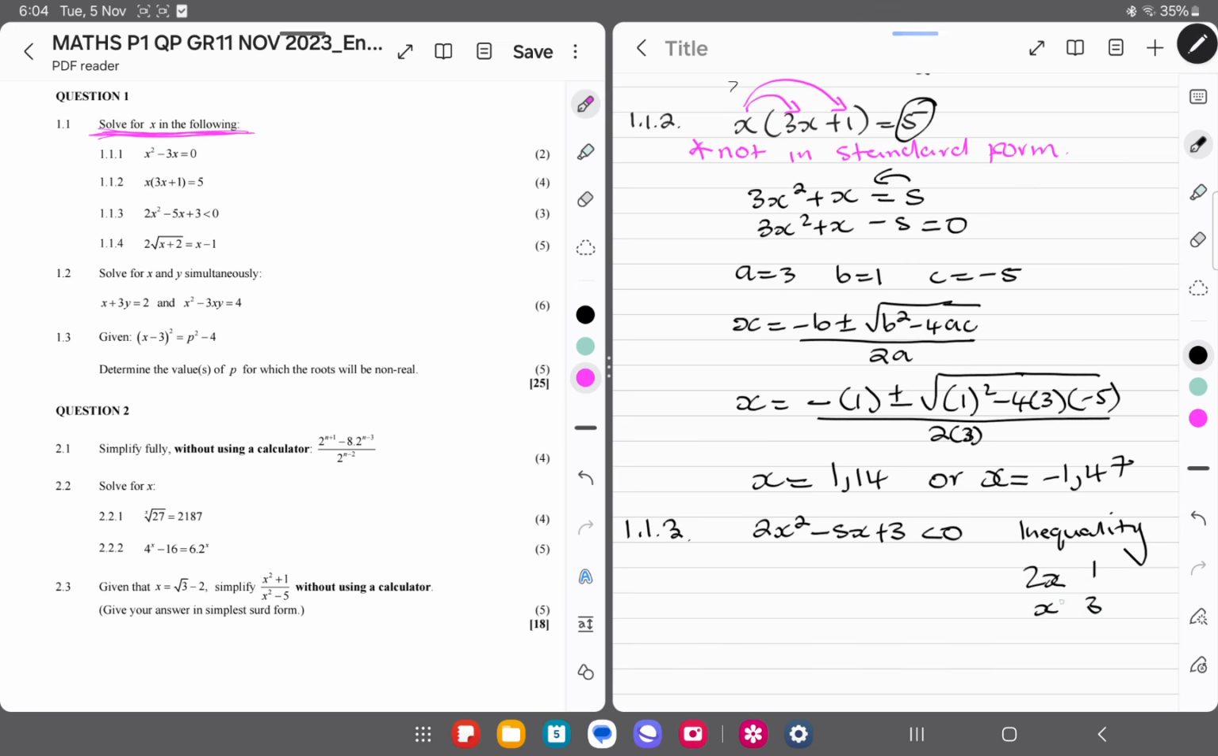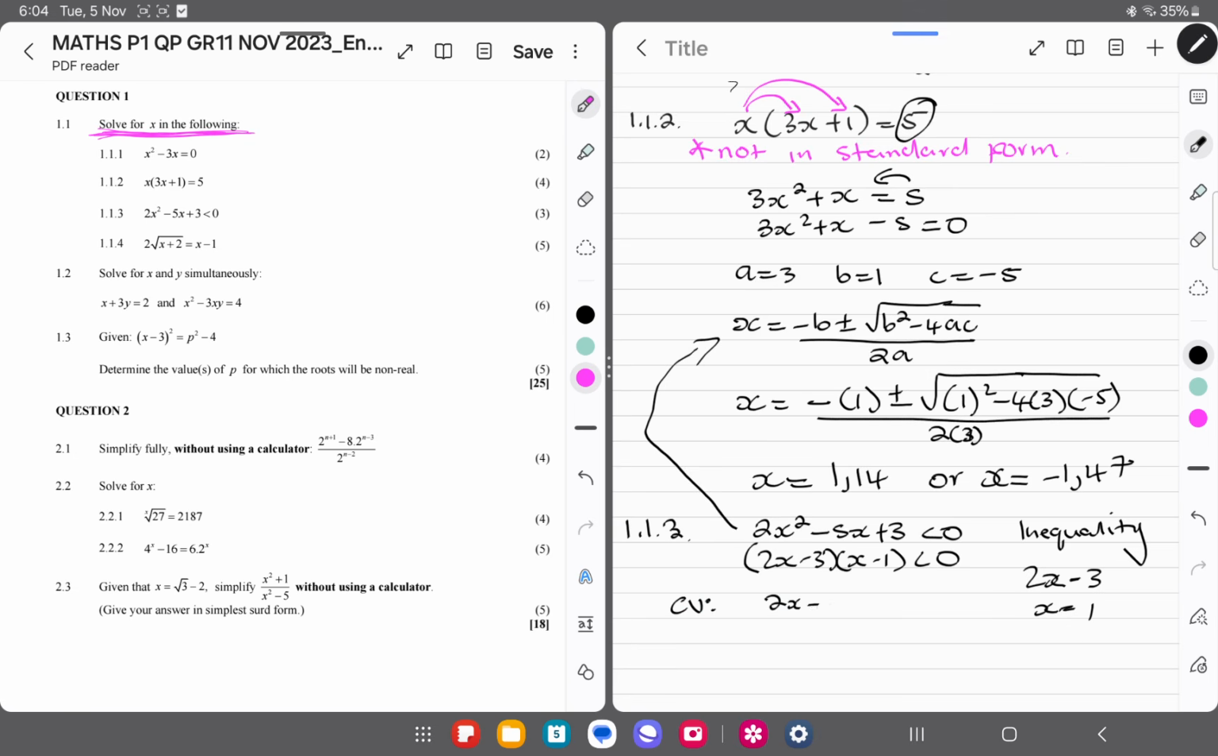This will be 3 minus. This will be 2x minus 3. And then x minus 1 is less than 0. But if you want to avoid this, just go to your formula. You can use this like we did there. And then you'll get your x. That will be your critical point.